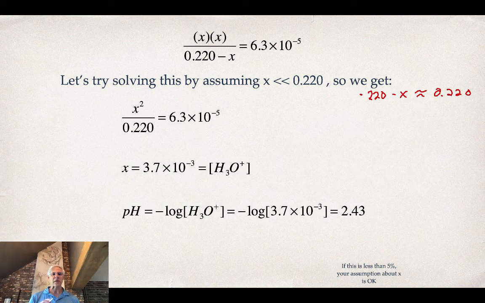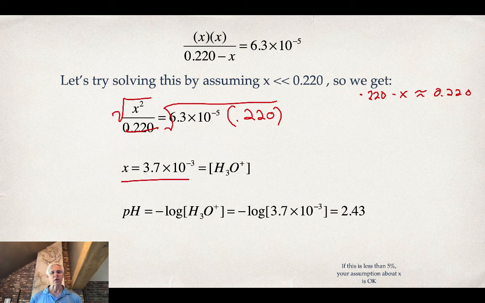By ignoring that x that's being subtracted from the 0.220, we greatly simplify the math in this equation, because now what we can do is just multiply both sides by 0.220 and then take the square root of both of those, and we end up with x is equal to 3.7 times 10 to the minus 3. Okay, so that's my concentration of H3O plus. If I plug that value into my pH equation, negative log of H3O plus, I get a pH of 2.43.